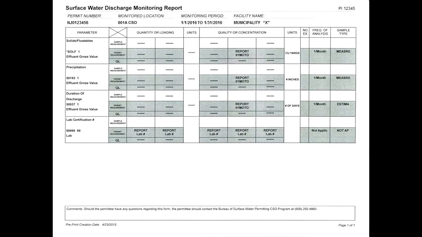Now, let's turn our attention to the DMR form itself. For the CSO with the lowest monitoring location designator, here is an example of what your form will look like for the January 2016 monitoring period. Highlighted are the open fields that CSO permittees will be required to complete. Please note that they are only located in the 7th, 11th, and 12th columns on the form.